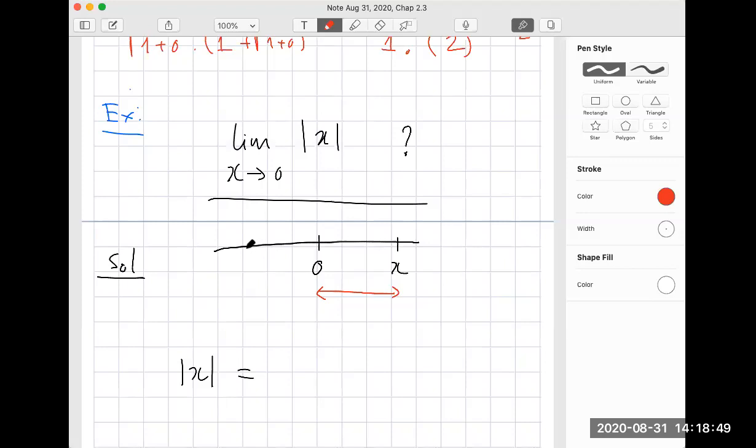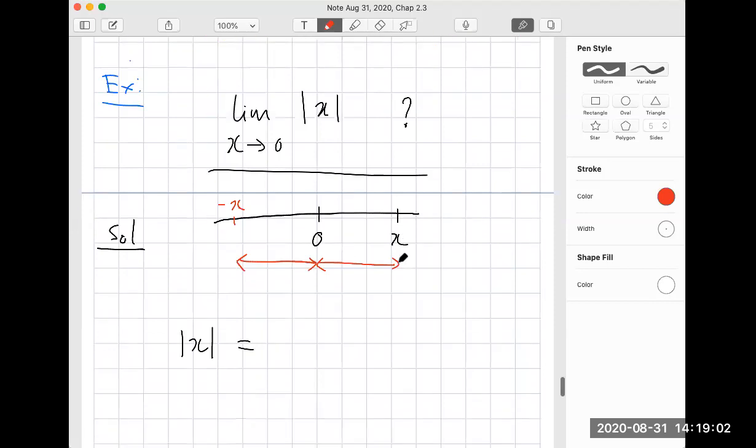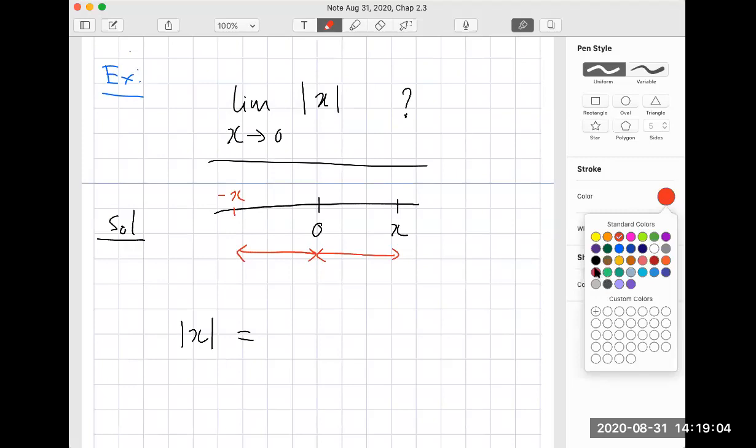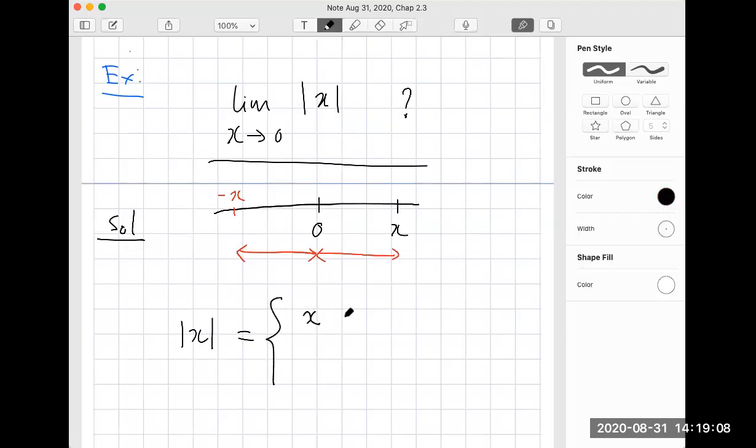So it means that x or negative x here, they have the same value when we take the absolute value of this, right? It means it would be x for x positive, or negative of x for x negative.